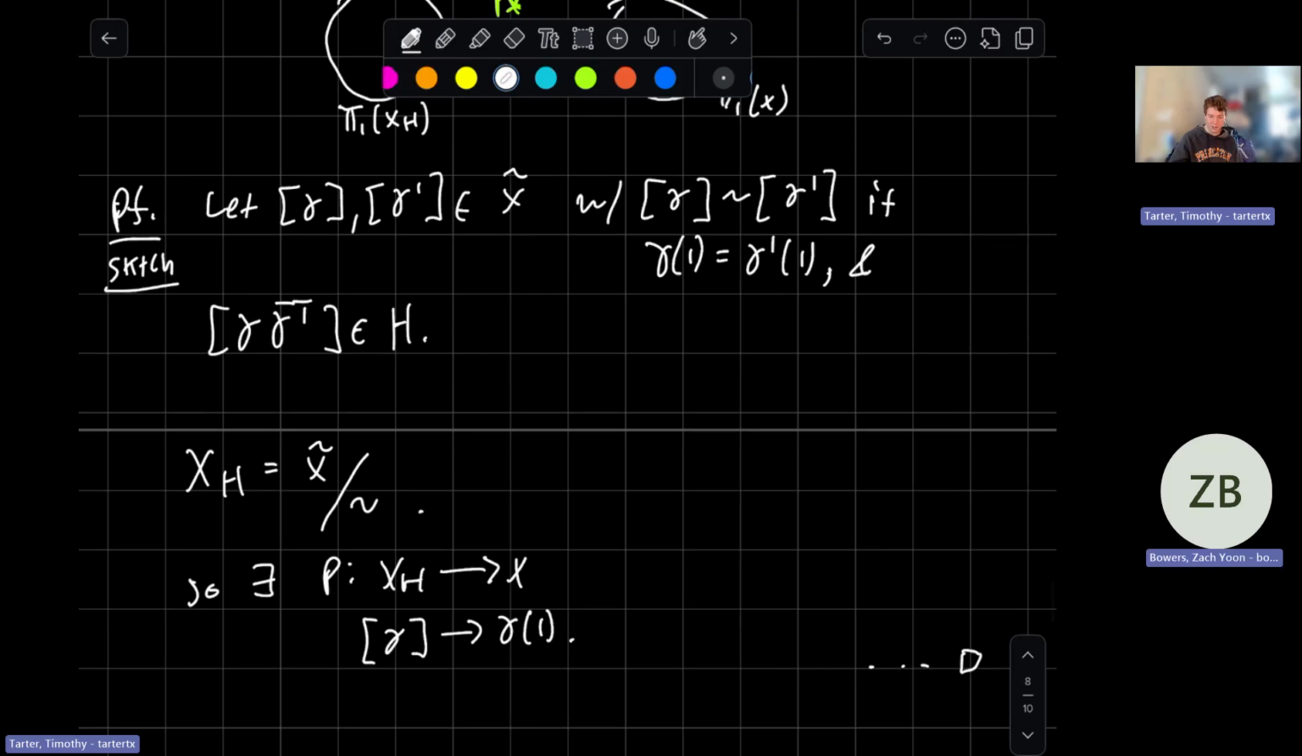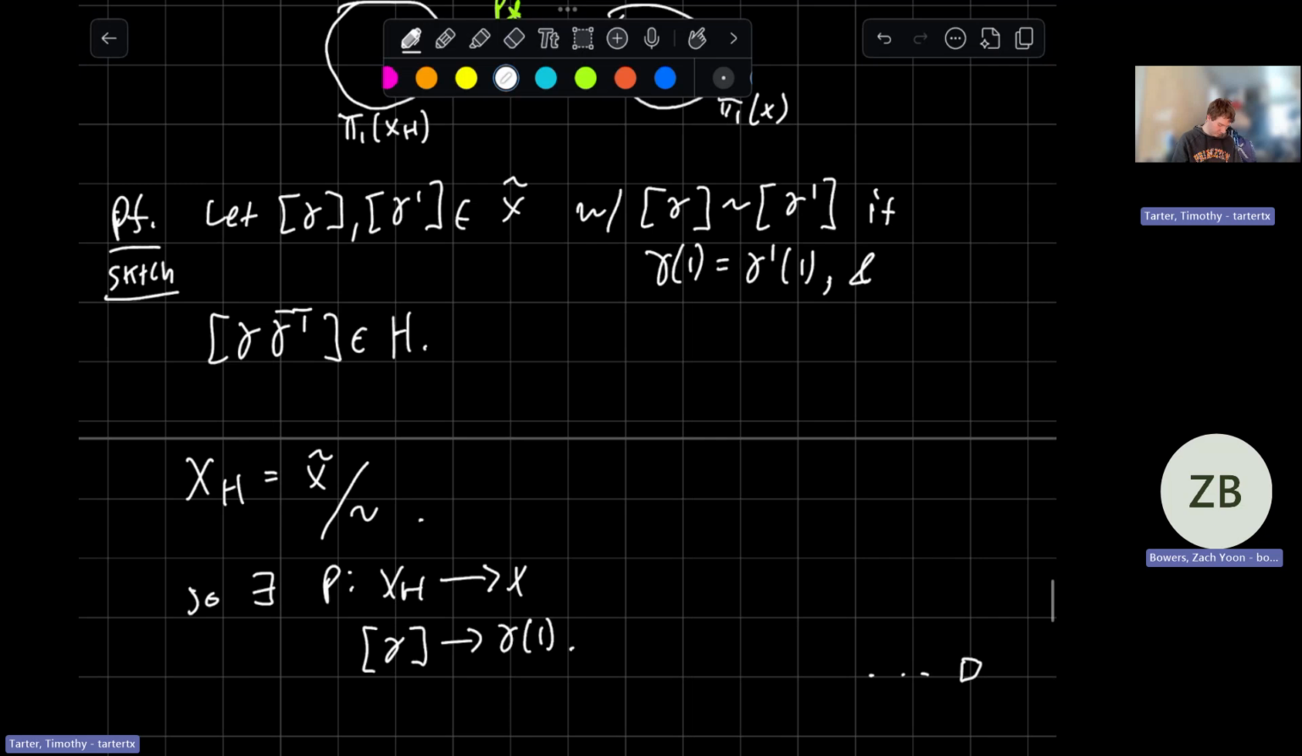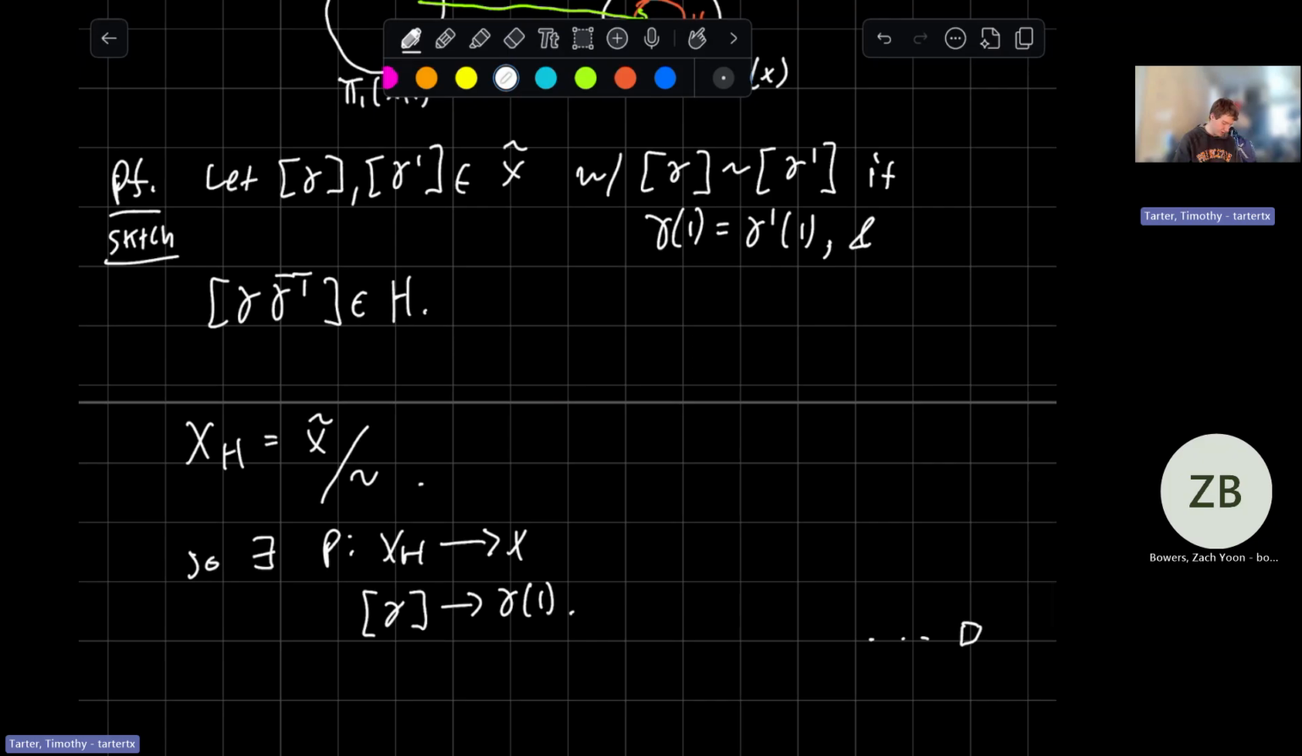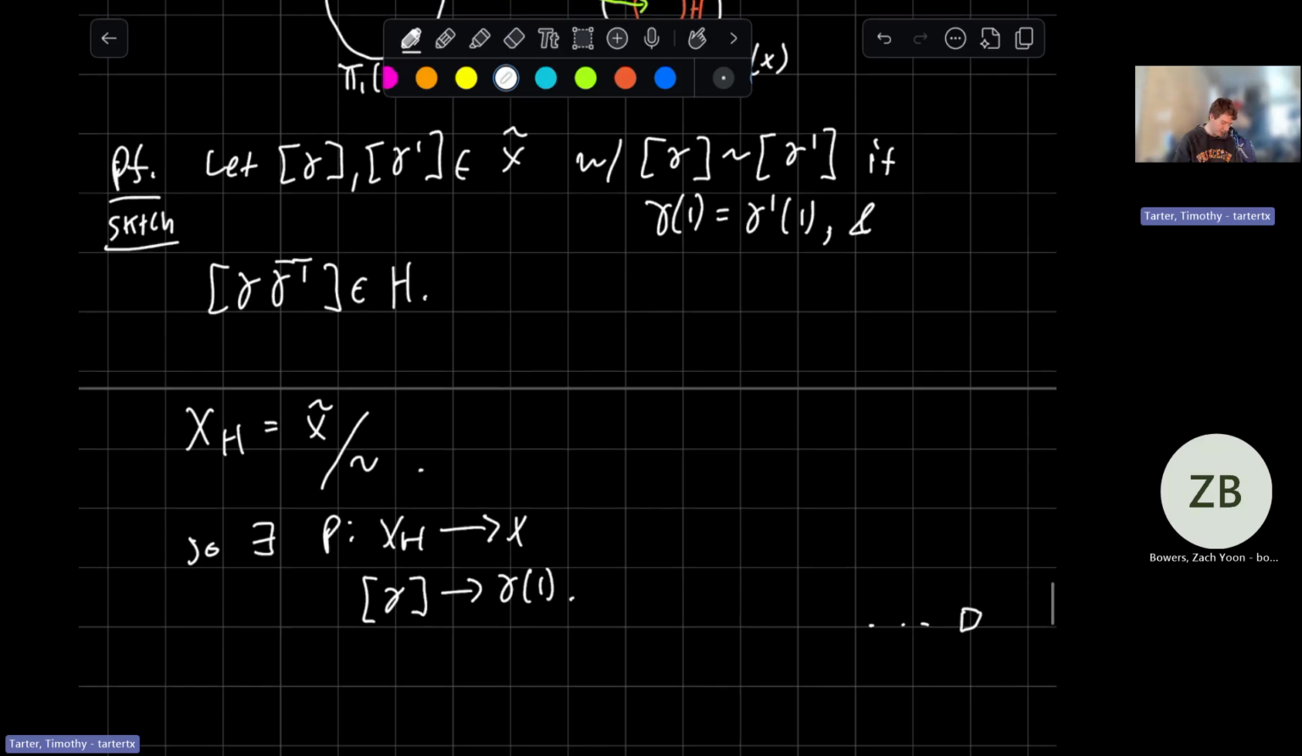Yeah. Zach, do you have anything? I'm just curious as to why, when we have the map XH to X, that's a covering space. Well, it's a covering space because it's a quotient of another covering space.